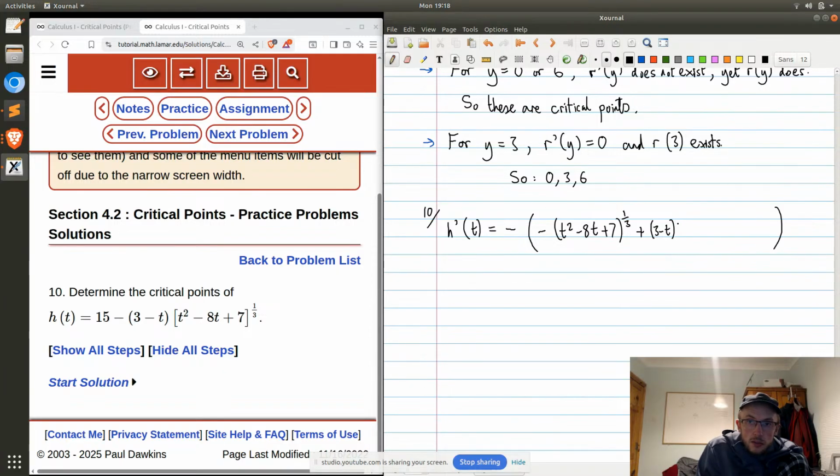Leave the first function alone and do the derivative of the second function. Okay, so I'm going to get a third coming to the front, and then the function itself to the minus 2/3, and then the derivative of the function, which is 2t minus 8. Which is not very pretty. It just isn't.